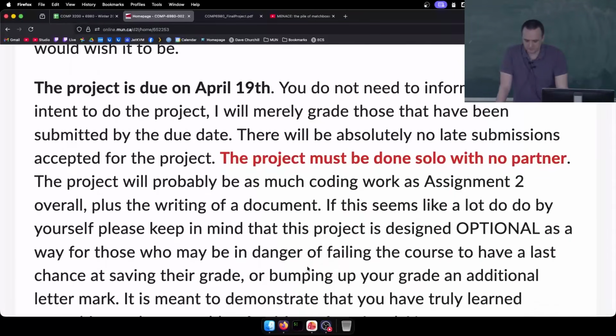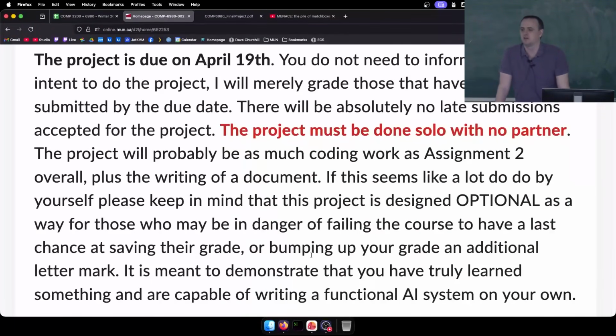The project is due April 19th, which is the latest I can possibly have it due and still get it marked in time. In fact, I'm probably not even going to be finished marking the exams by the time this is due, but I'm trying to give you as much time as possible. That is a month from today.